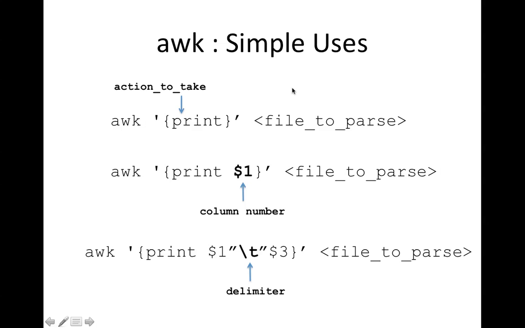So what is the action? You can understand by reading this, right? Print. So all we do is just print the file. How awk works is that it goes line by line, and it will print every line. That's all.